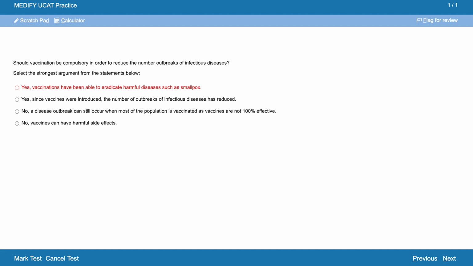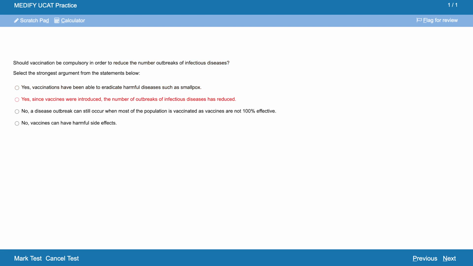So the first statement reads, yes, vaccinations have been able to eradicate harmful diseases such as smallpox. So there's 2 reasons why this statement is wrong. Firstly, it's talking about eradication, whereas the question is only talking about reducing the number of outbreaks. And secondly, it's only naming smallpox, whereas the question is talking about infectious diseases in general.